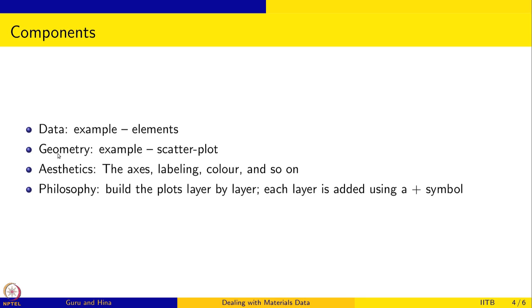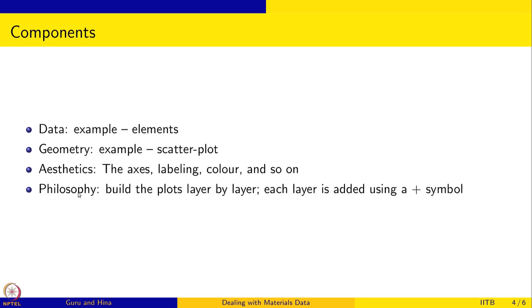The geometry of the plot is the scatter plot. So, we had density versus melting point, and wherever you have a specific density against that melting point, we were putting a point. So, it is a scatter plot. So, that is the geometry, it is a point plot. And then there is aesthetics, so that is the axis, the labeling, the color, naming the plot and so on. So, there are many things that can be done.